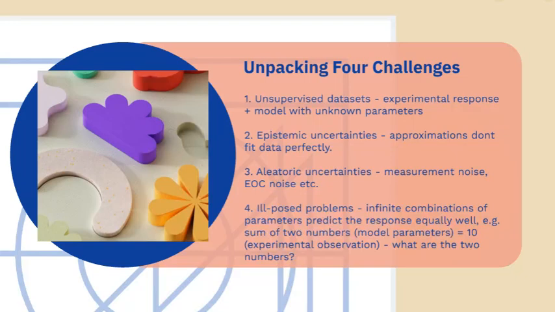So let's unpack these four in a bit more detail. First off, unsupervised data sets cast us immediately in this world of unsupervised learning. So we have to solve an unsupervised learning problem. Because we're using models, there are epistemic uncertainties as we only approximate the actual reality with a model. We're never detailed enough or correct enough that we really have a perfect fit. So there's always some model error, which is essentially the epistemic uncertainties.